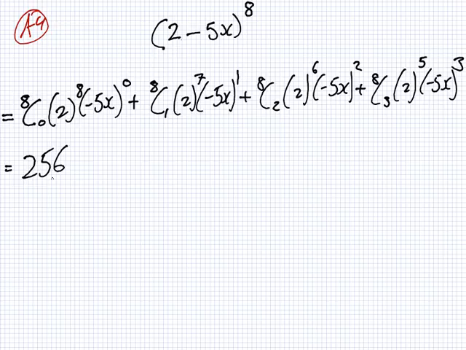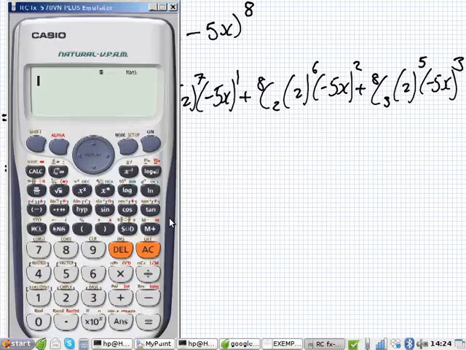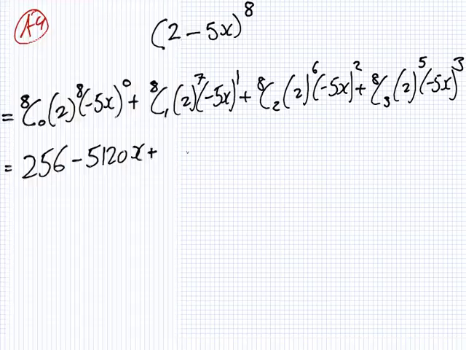256 is the first one. Then the next one is 1024 times 5, 5120? Yeah. All right. And then the next one, I've reached my limit now. 8C2, 2 power 6 times 25. Let's have a look here. 8C2 times 2 power 6, times 25, 44,800.